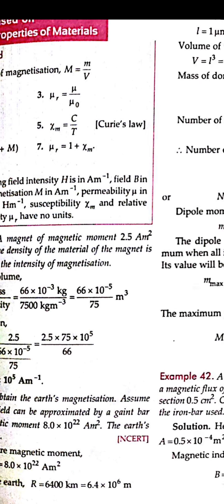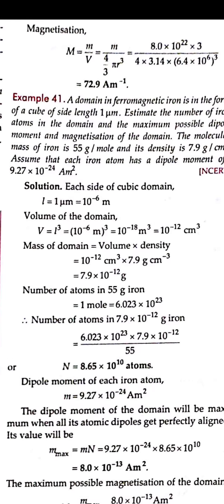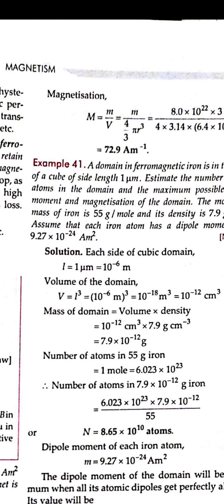Because for magnetic moment it is ampere meter square, and for volume it is meter cube, so it is ampere per meter if you're talking about intensity of magnetization, capital M.